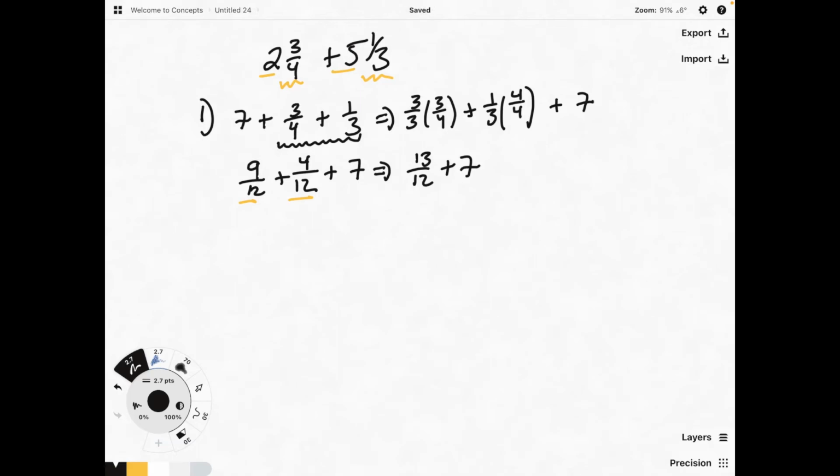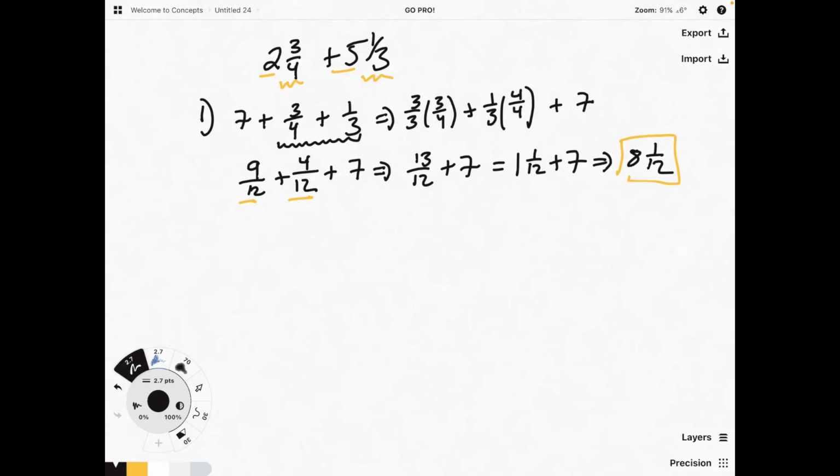Okay? 13 over 12 simplifies down to 1 and 1 over 12 plus 7. If we take 13 divided by 12, it's going to give us 1, and there's going to be 1 left over. And so that's how we get the 1 and 1 over 12, and we still have 7. Now all we have to do is add the whole numbers together, and this gives us 8 and 1/12. And this is our final answer. It can no further be simplified, and we have completed all the steps.